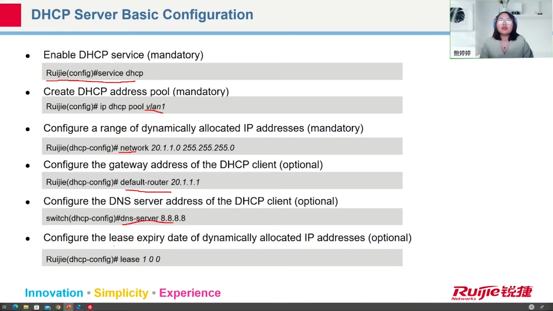And also we can configure the lease expiry time of the dynamically allocated IP address. One I remember is 1 hour, 0 minutes, 0 seconds. No, it's 1 day. It's 1 day, sorry. That means this IP address, you can use for 24 hours. So this is the DHCP server basic configuration.